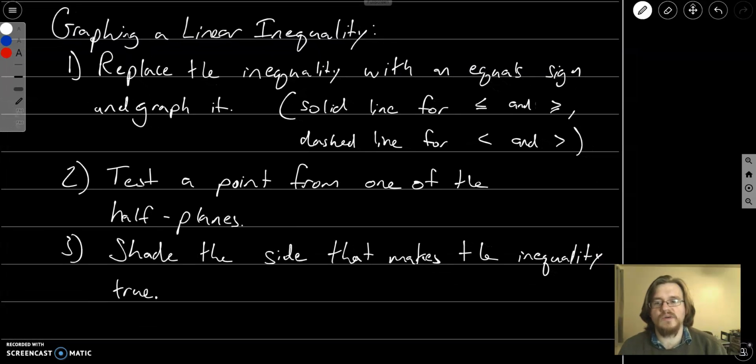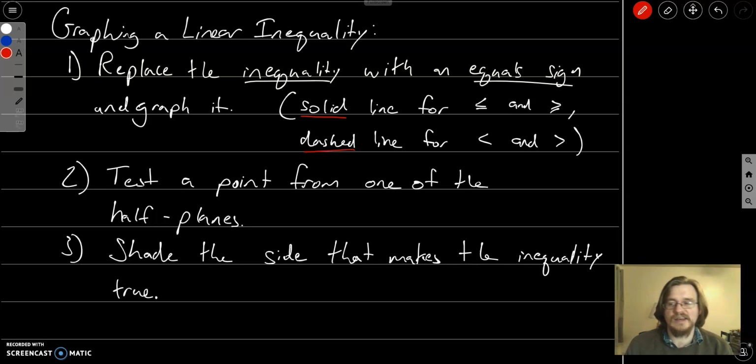What we want to do is draw the graph of the equality. So we'll switch the inequality with an equal sign and we'll graph it. One helpful thing to do is whenever we see a less than or equal to or greater than or equal to sign, we'll use a solid line, and whenever it's just strictly less than or strictly greater than, we'll use a dashed line. And this just helps us remember, do we include the line in our solution or not?